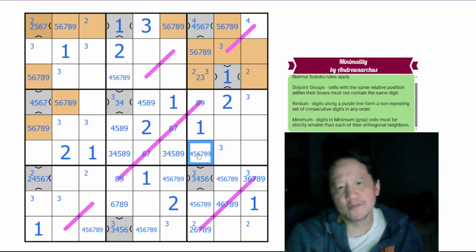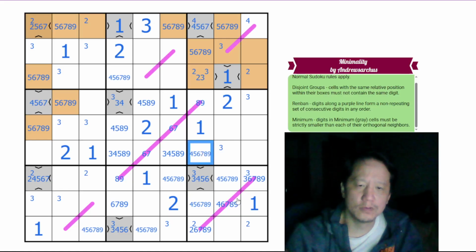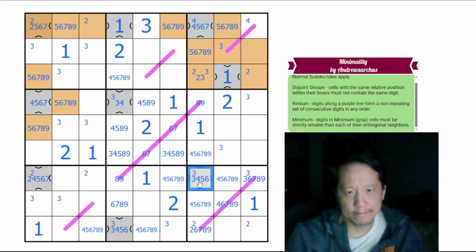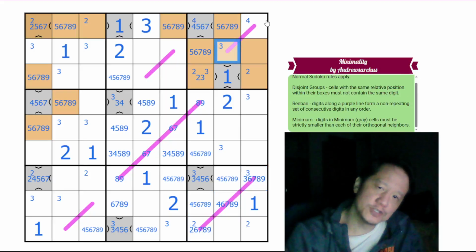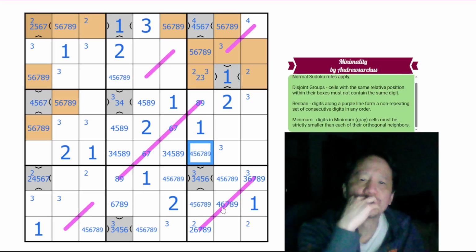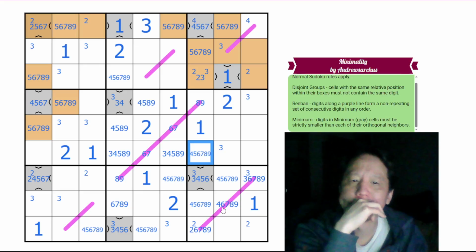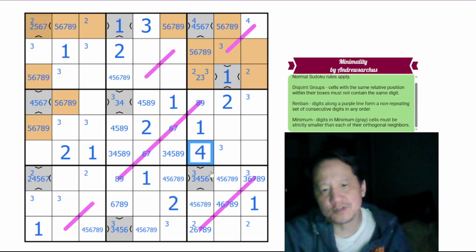Okay, so this can never be 4, right? If this were a 4, then this would have to be 3. That would force this to be 2, and so this would be 6, 7, 8, and 9. So that would force this to be 3 and 4. I guess that could work. Never mind, so that could be 4. Let's just try it.